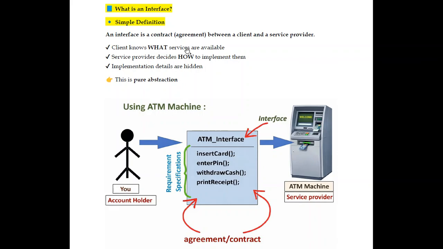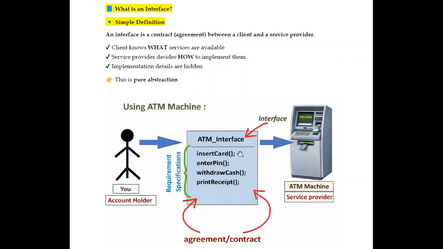So the client knows what services are available. An ATM interface is a contract between a client and a service provider, meaning that as the ATM interface, I am mentioning that all these facilities are available in the ATM machine. So this is displayed to the client. Next, these details should be implemented and brought to reality, so that should be provided by the service provider. Next, the service provider decides how to implement them. They know how to implement them. So implementation details are hidden so far, and only these methods are declared. This is what we're telling.